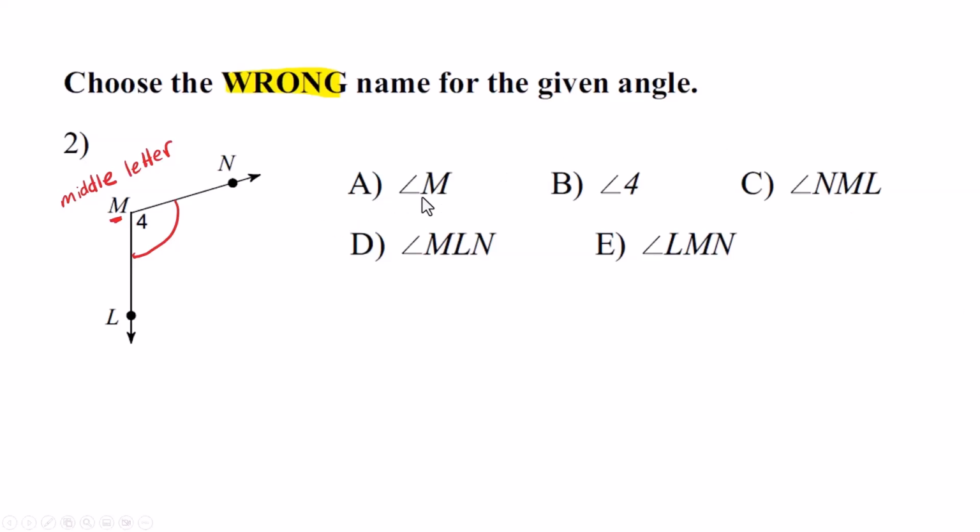Can you call this just angle M? Yeah, you can. You can do that because there's only one angle here. And if you name an angle by its vertex, that's fine. You can also call it angle 4 because they put a little 4 there. NML, yeah, that's okay because the M is in the middle. And M is in the middle on this one too. So the only one that isn't going to work is this one, D.